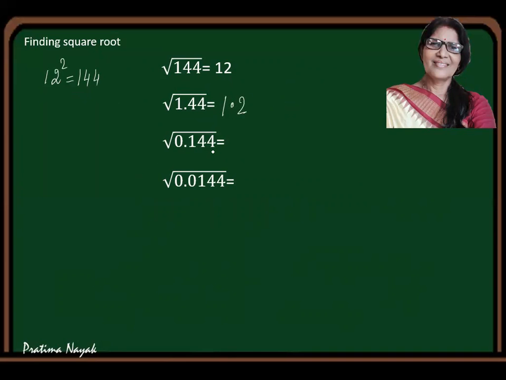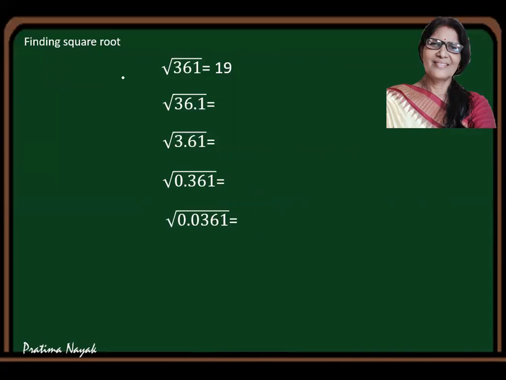If it is 0.144, no, it is not a perfect square. 0.144, how many digits? 4 digits. Yes, so it will be square root 0.12. Good. Next, 361 square root is 19. 19 square is 361. It will be better if you can remember some squares. It will make you fast in calculation.